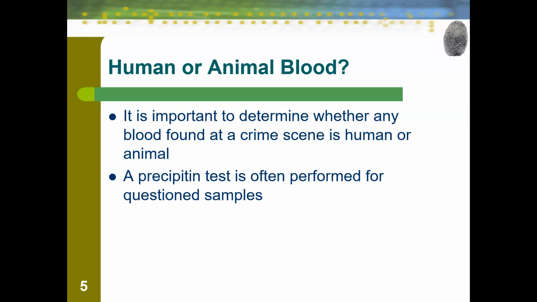So we perform what is called the Praecipitan test that allows us to determine whether blood is human or animal.